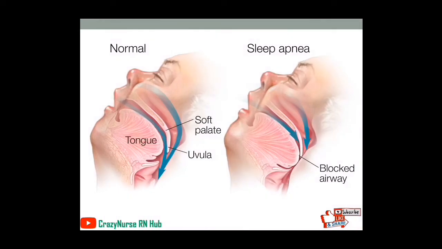So here is an example of your normal and patients with sleep apnea. For normal, as you can see, there is a patent airway. However, in the sleep apnea, the airway is being blocked by your tongue. So that causes a problem to your patient.